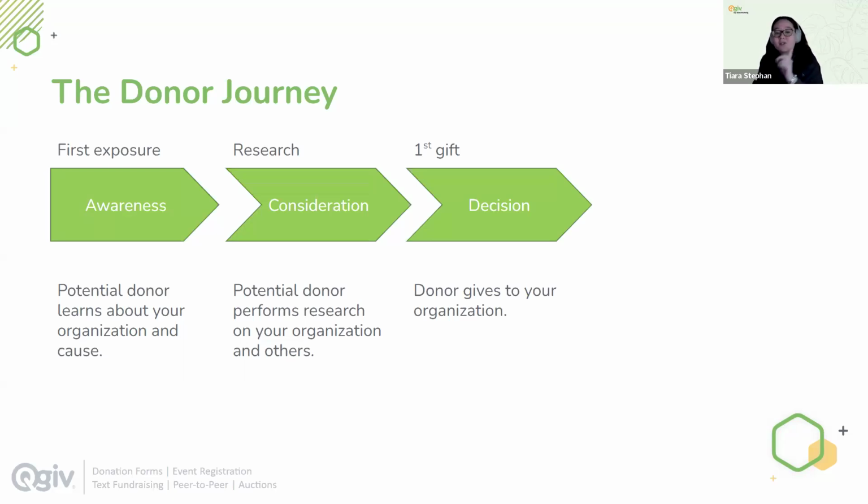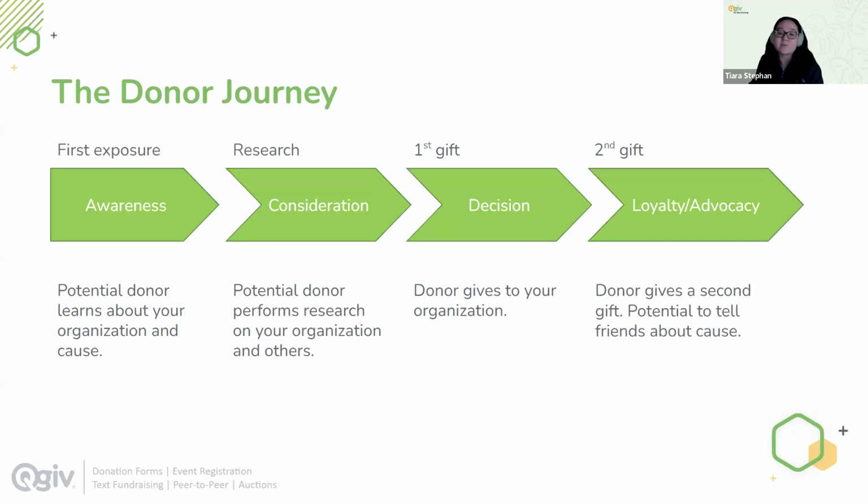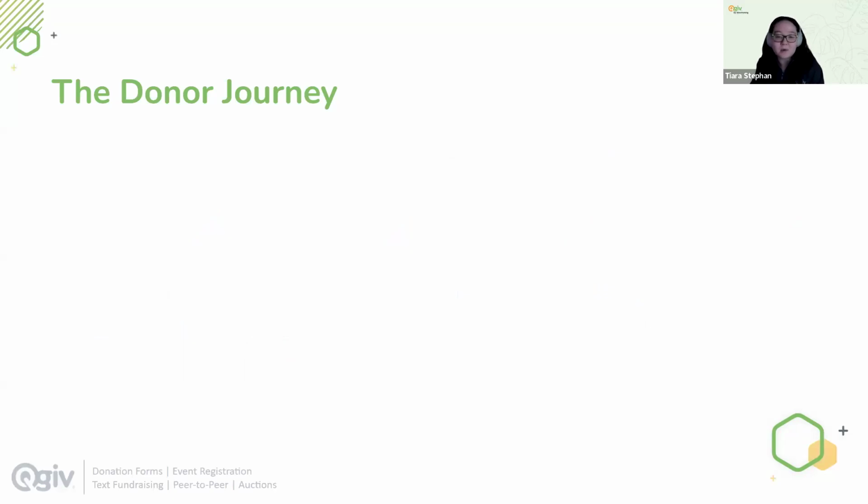But of course, you don't just want donors to come to you for one gift. Ideally, they'll become long-term donors, and that means inspiring loyalty and advocacy. All of this is important. You need to think about how you are communicating with donors through external communication, on your website, on third-party websites, and your advocacy program. You want to get into the minds of your donors and understand how they interact with your organization.